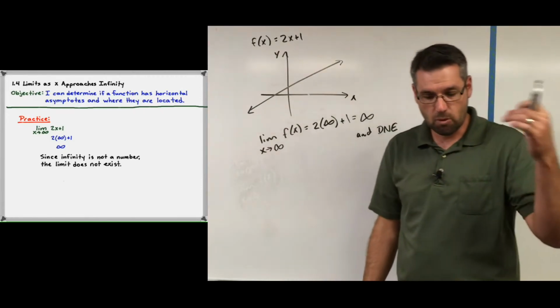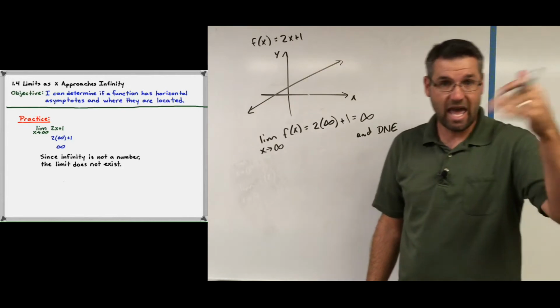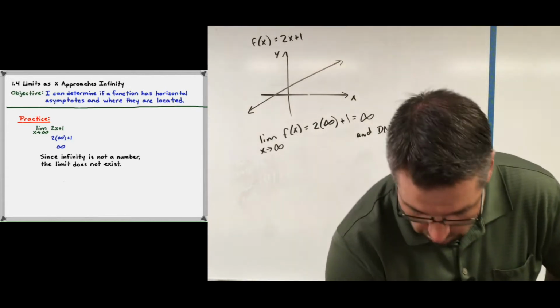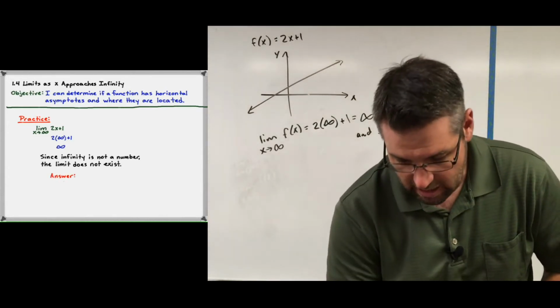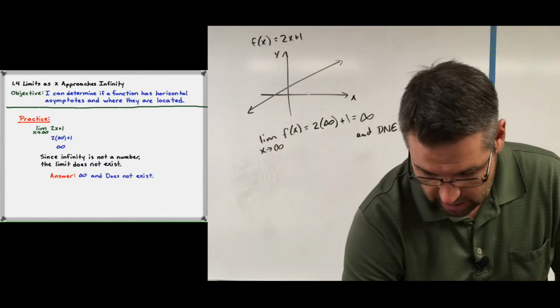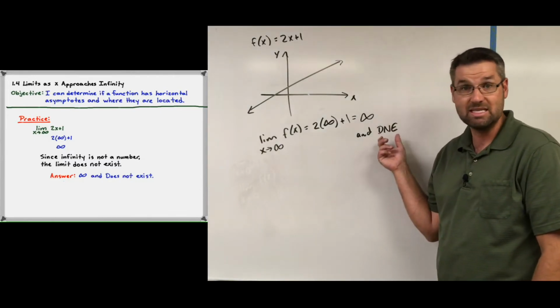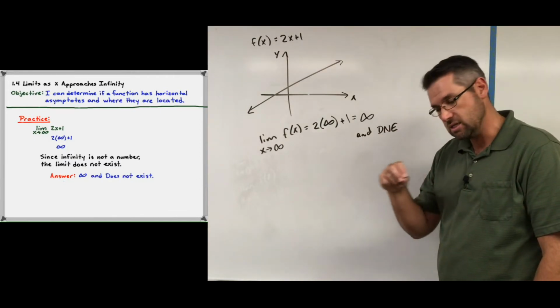Anytime you get plus or minus infinity, you say plus or minus infinity, whatever it is, and does not exist. You have to put both statements in to make it correct. So again, infinity and does not exist. By the way, this is my notation. It's probably not a good idea to say DNE. You should be writing out does not exist.